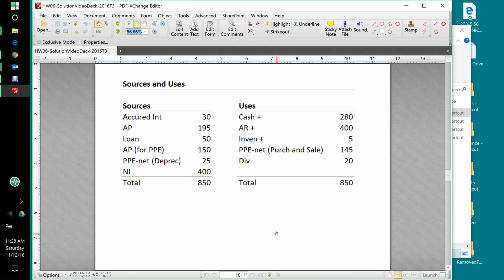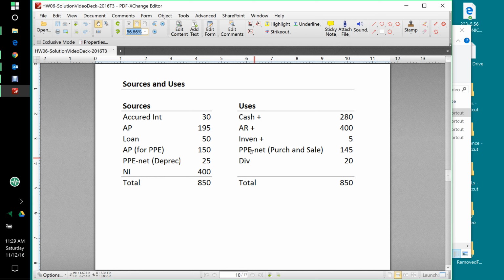Okay. And here I've got a sources and uses table for the firm in this period created from the transaction table. And a couple things to note about this. I am showing just net income. It would be equally fine to include all of the revenue and expense accounts that go into net income, and this just saves us some time. So that's why I did that.